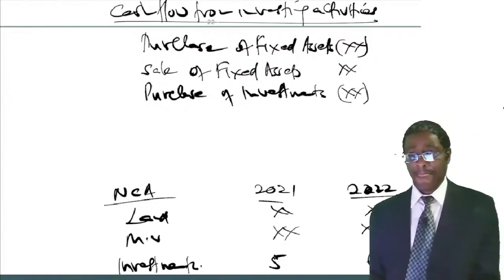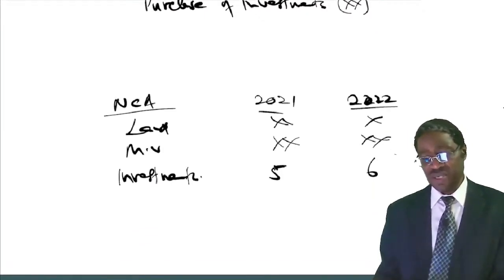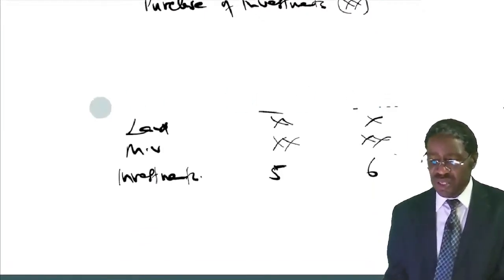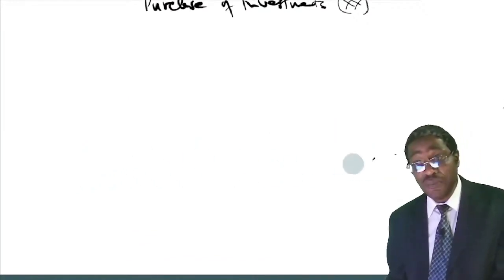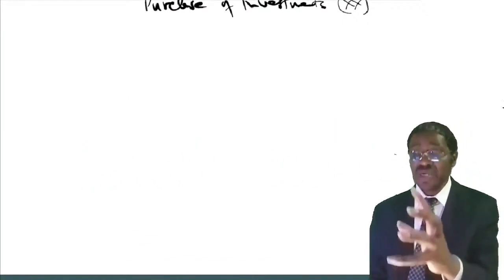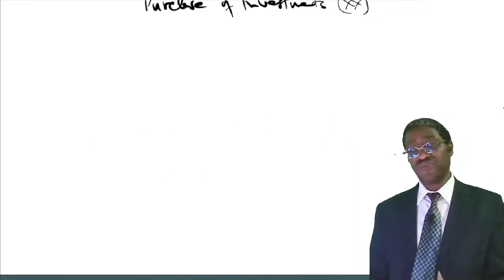Now listen, this investment that you purchased would have given you as a company some dividend income. From your investments, this year you received your dividend income from your investment.